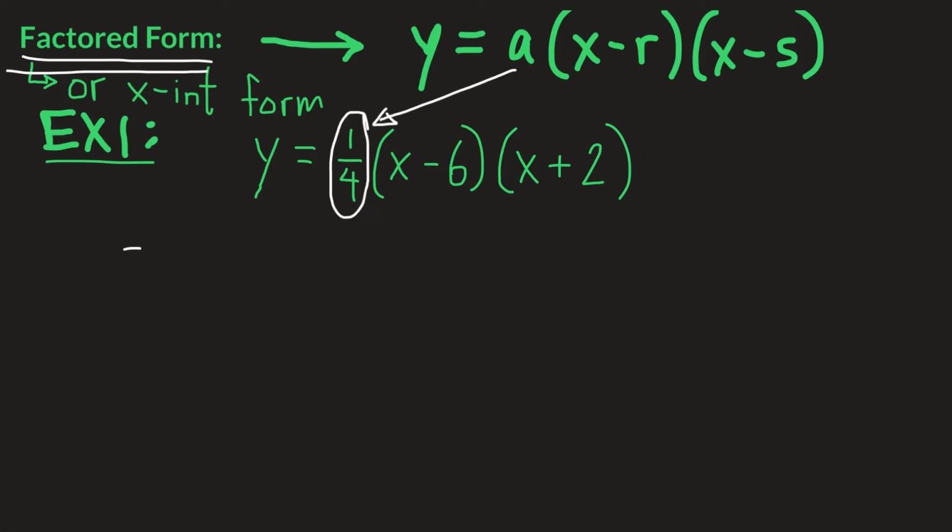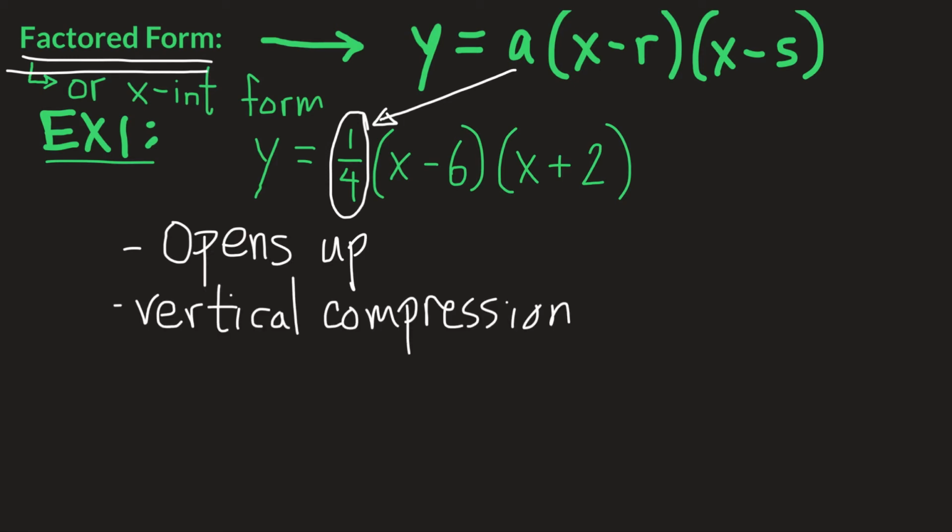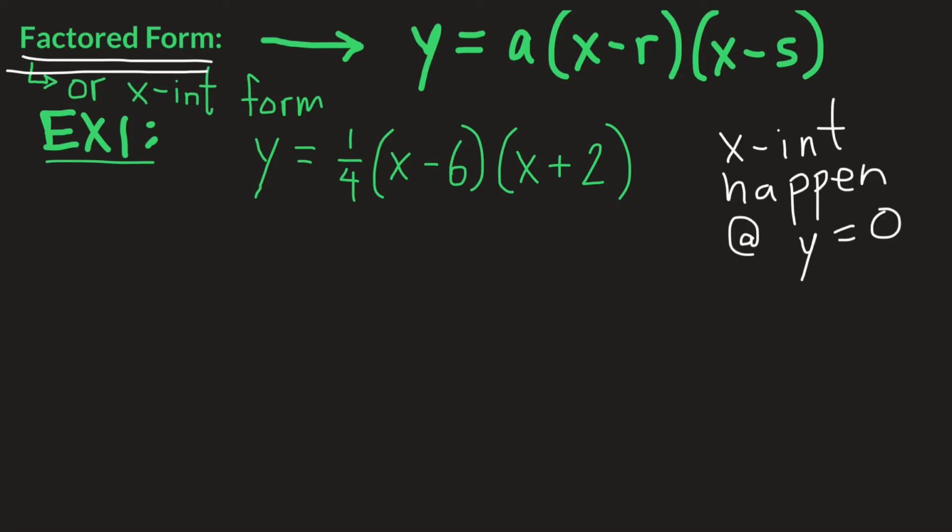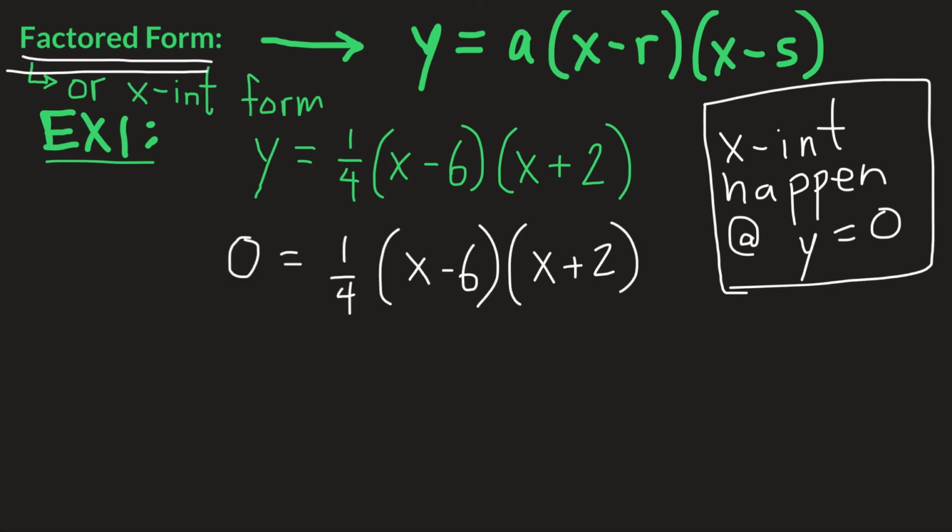That means that this parabola opens up because a is positive and that there is a vertical compression by a factor of 1/4. Next, we will find the x-intercepts by setting y equals 0. Now we have 1/4 times the first bracket multiplied by the second bracket is equal to 0. That means either the first bracket is 0 or the second bracket is 0.